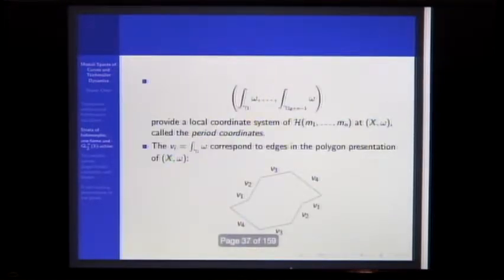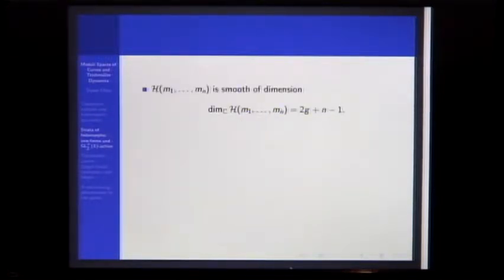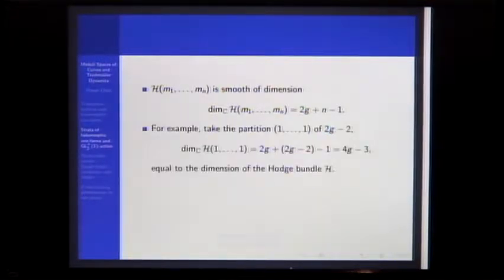And in particular, how many basis elements do we have? We have 2g plus n minus 1, that is the rank of the relative H1. That tells you this stratum has complex dimension 2g plus n minus 1 and is smooth. For example, if you take the general partition 1, 1, 1, 1, that means you take a general one-form on the Riemann surface with all simple zeros. You would expect, according to the formula I told you, the total dimension of this is 4g minus 3. That is correct, because that is equal to the dimension of the Hodge bundle, because this one is an open dense subset of the Hodge bundle. They ought to have the same dimension.